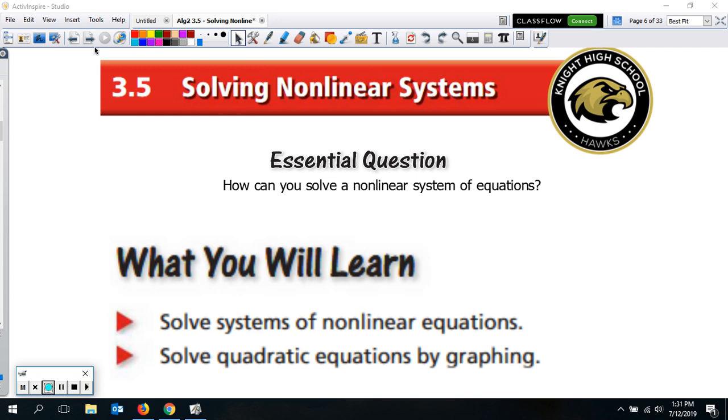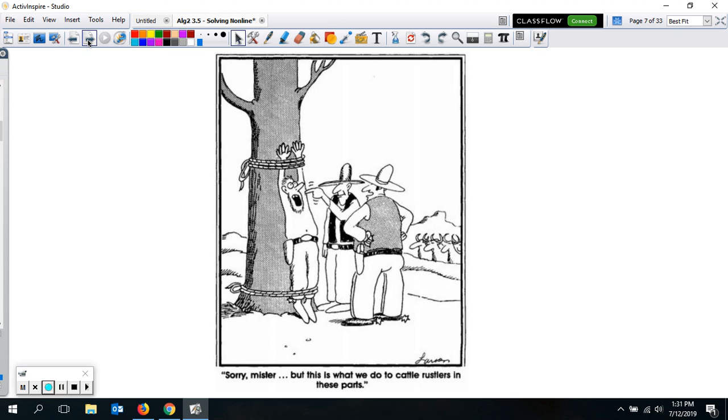So first, let's go ahead and look at a little cartoon to get started. A little Far Side cartoon. Guy strung up on a tree there. Sorry, mister, but this is what we do to cattle rustlers in these parts. He's strung up to a tree and they're tickling him. It's like tickling him to death, I guess. I don't know.